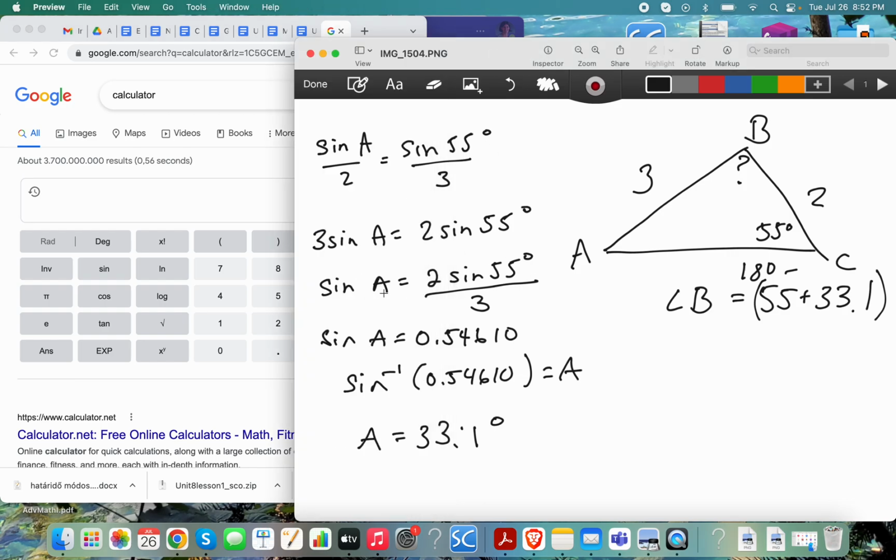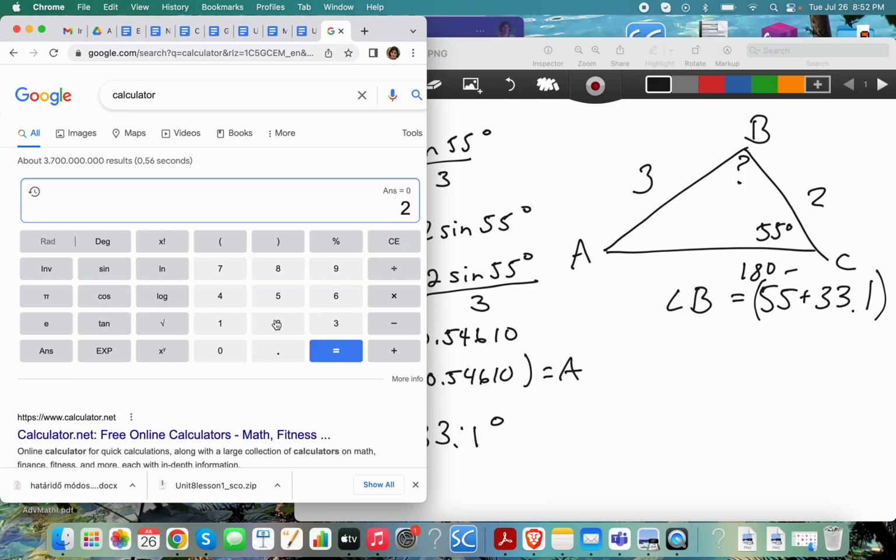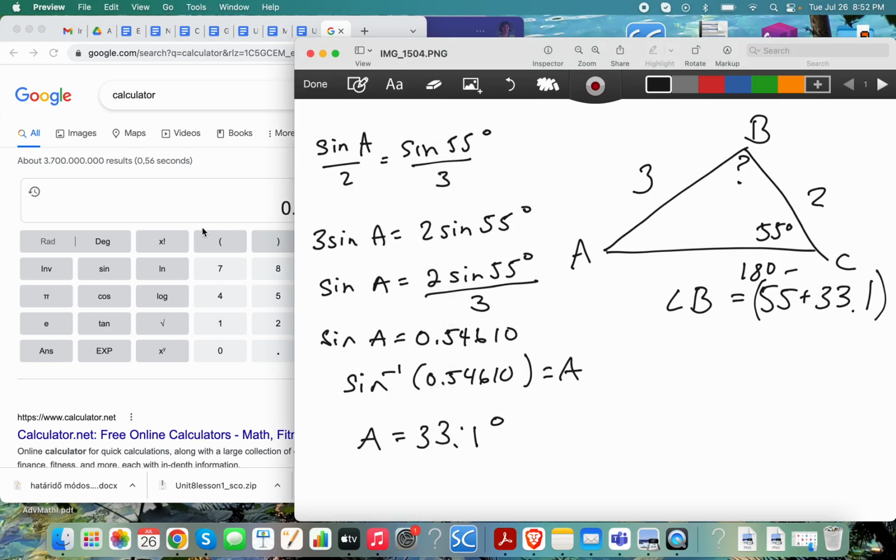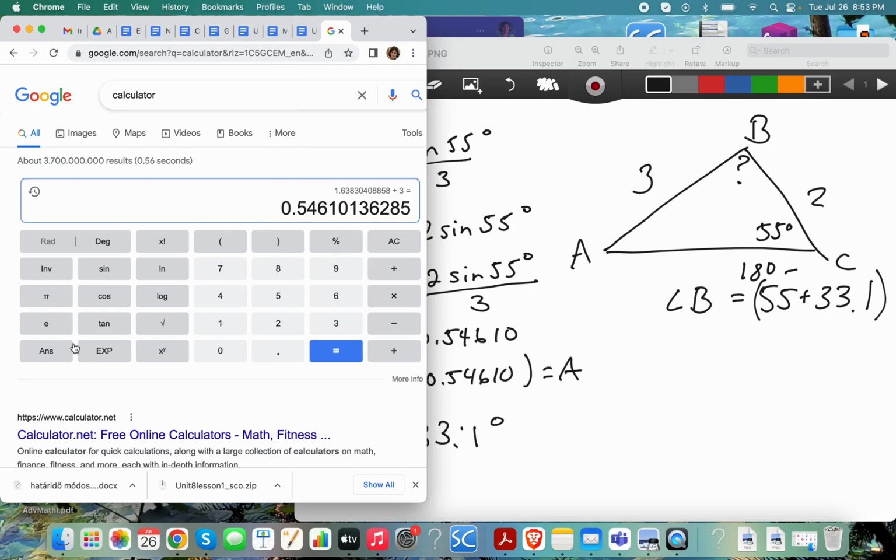So when I do this here, I'm going to say 2 times the sine of 55, and I'm going to go ahead and say equals because I want to make sure I'm multiplying all of that, and then I'm dividing it by 3. So I have the sine of A equals this fraction, and here's where this ANS stands to use the older answer, or the previous answer.